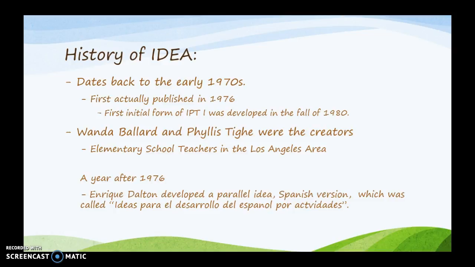Although these two created this tool, a year after 1976, so 1977, Enrique Dalte, a different person from these two, went ahead and developed the parallel idea of IDEA, which is a Spanish version of IDEA.